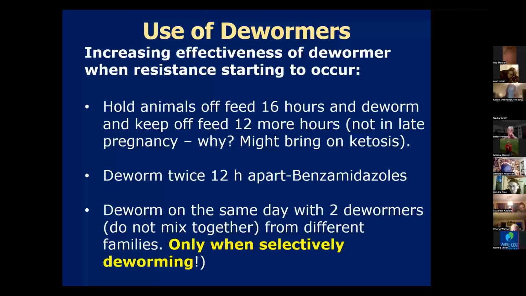And then also deworming twice, using that full dosage twice, 12 hours apart, seems to help the white drench family stay more effective. And then deworming on the same day with 2 dewormers from 2 separate families can be helpful. But you would only use that when you're selectively deworming. If you did that with your whole herd, you would just be building up dewormer resistance even faster. Next slide.